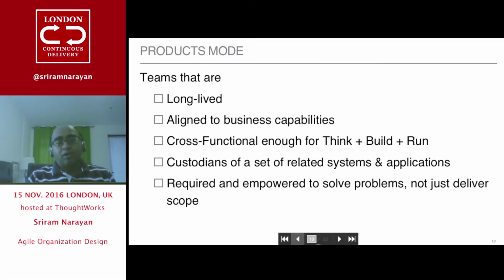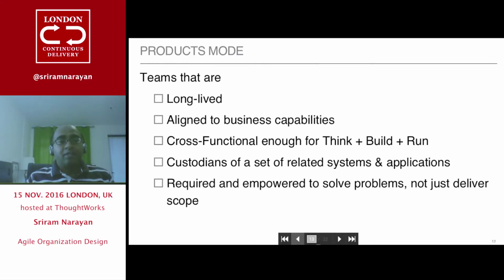And when we're in a current setup and we want to move to this kind of setup, it takes quite a bit of working through the existing state to understand, okay, in our context, what are business capabilities and how can we draw boundaries around our current application landscape so that we can have teams who can be custodians of these things. It's not a one hour exercise.